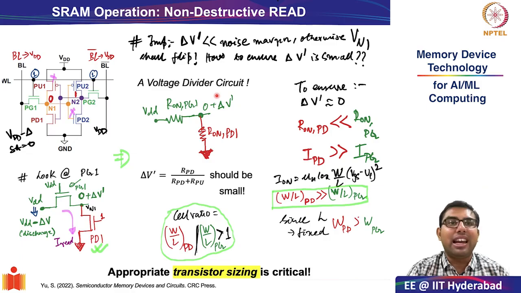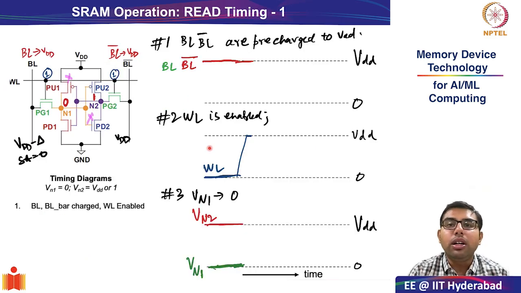But let's recognize that all the analysis we did last time was more like static analysis. We were assuming through this voltage divider circuit that all these are DC signals and these things are not changing with time, but actually that is not the case. Read cycles happen within a very short duration, and it is worthwhile to look at the dynamic analysis of the read operation, and this can be done by looking at timing diagrams.